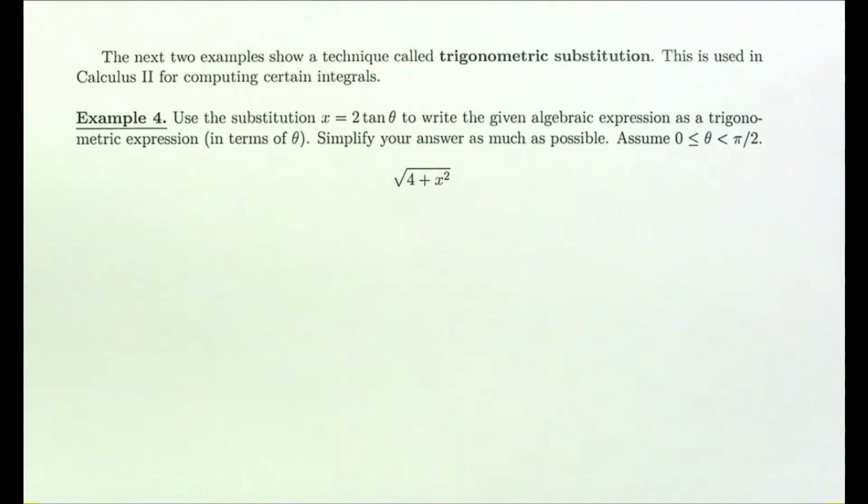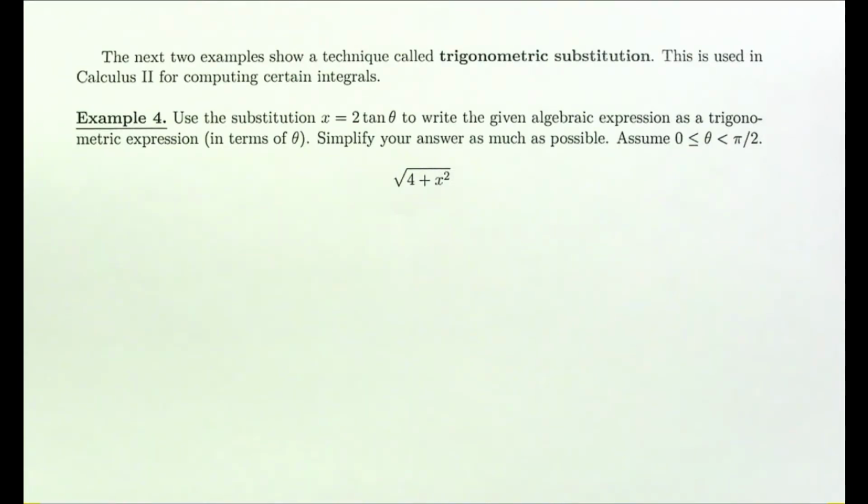For the last two examples in this lesson, we will discuss a technique called trigonometric substitution. This technique is used in Calc 2 for computing certain integrals. The idea is that if you have a complicated expression of a certain type, and you replace the variable in that expression by a trig function, then the expression after simplifying becomes a lot easier to handle and to deal with.